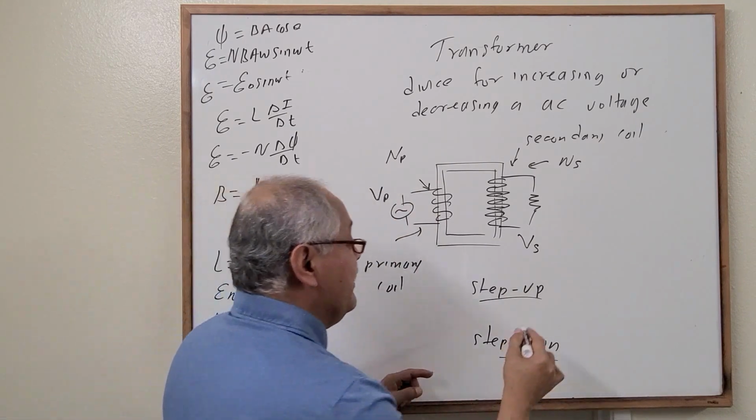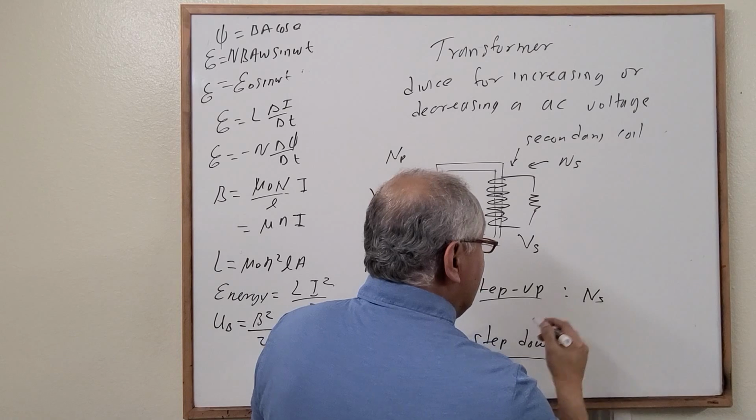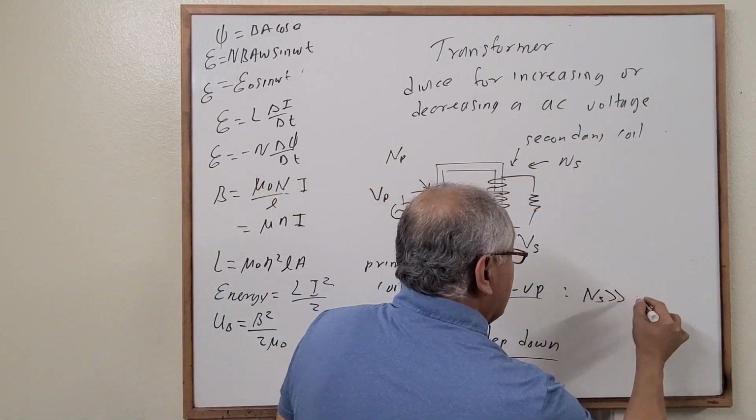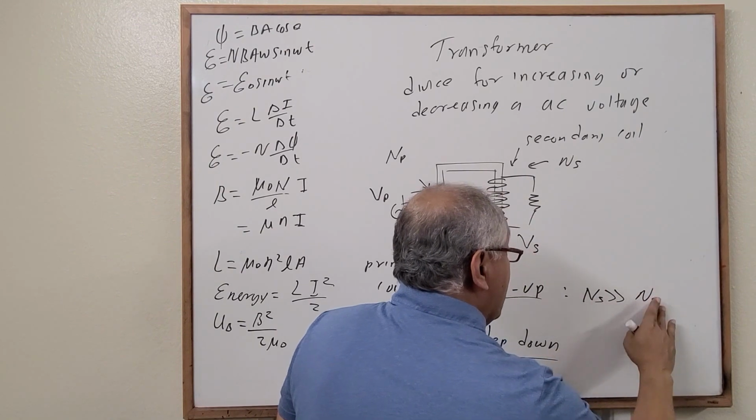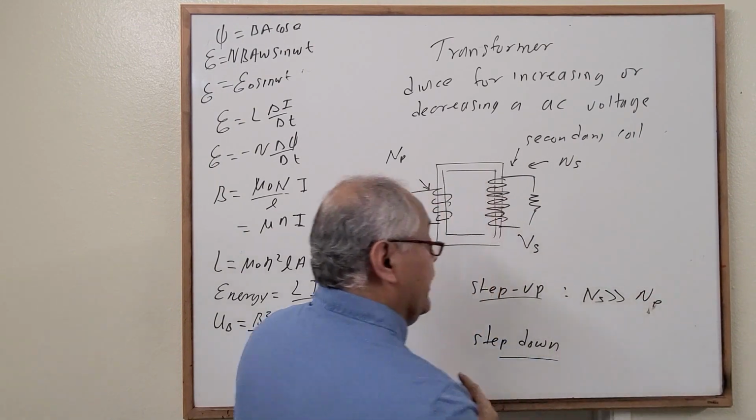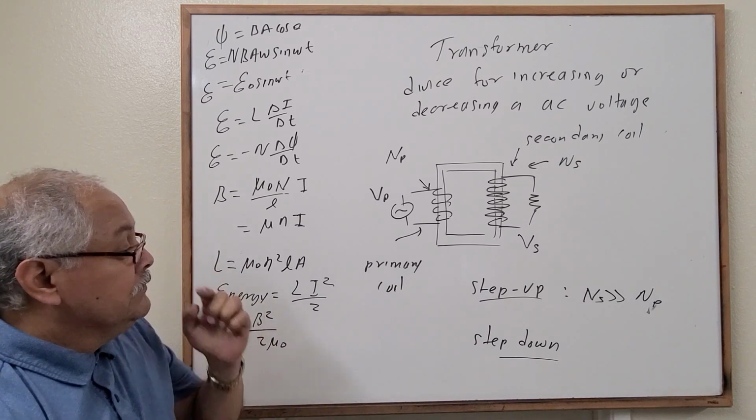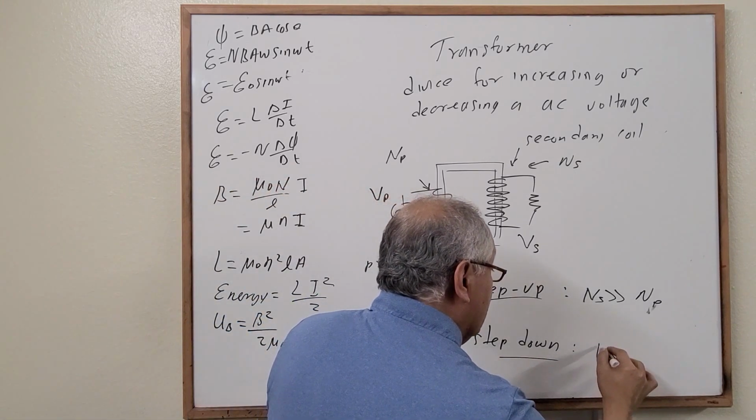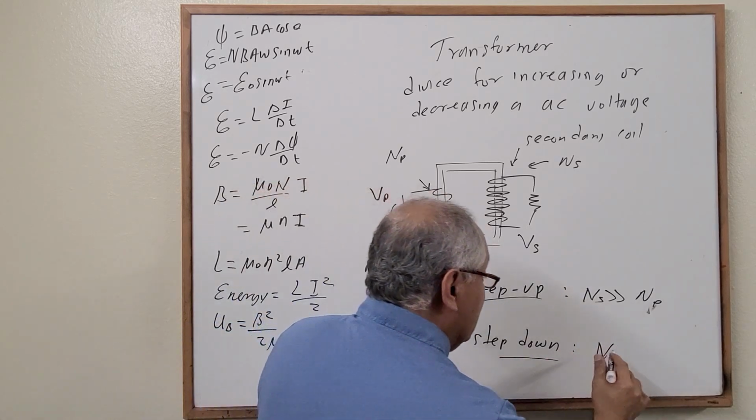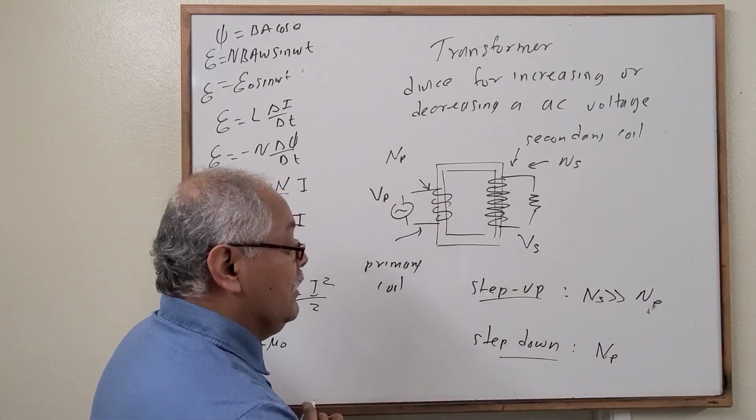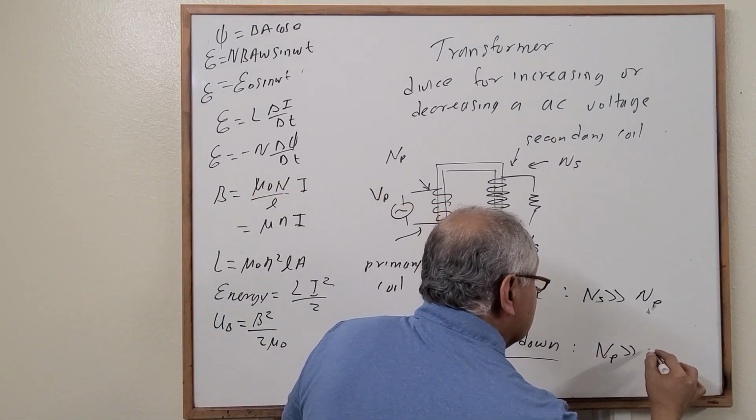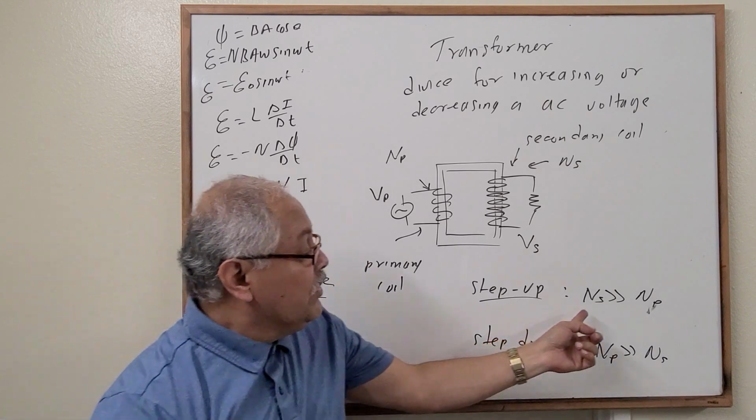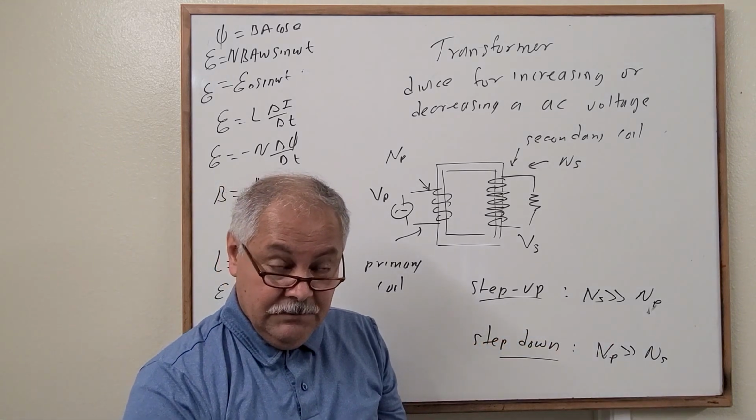And how is that happening? Well, when NS, the number of turns in the secondary coil, is much larger than the number of turns in the primary coil. And this is the opposite, right? That happens when the number of turns in the primary is larger than the number of turns in the secondary. Again, we use this to increase or decrease voltage.